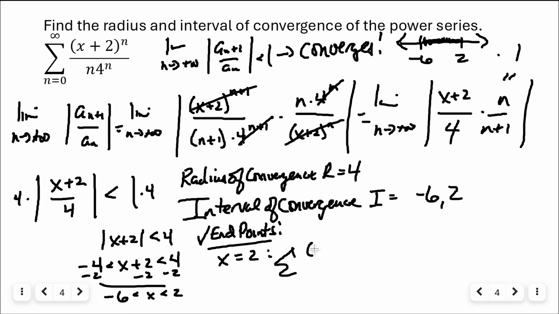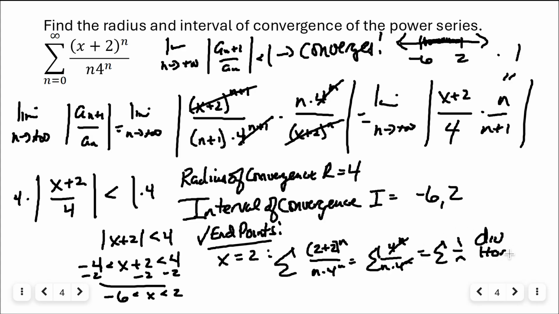It's the sum of (2 plus 2) to the n over n times 4 to the n. That's the sum of 4 to the n over n times 4 to the n. The 4 to the n's drop out. It gives me the sum of 1 over n. Well, what do I know about this series? Oh, this is the harmonic series. It's divergent. So at x equals 2, this thing diverges. It gets a parenthesis. We're determining parenthesis or bracket. Does it count or not? So that would be an open circle on your number line, right?